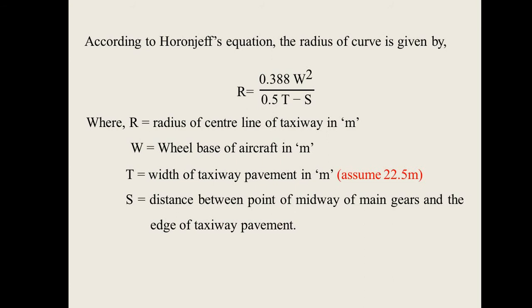This equation can also be used to find the radius of the curve. R = 0.388 W² / (0.5T − S). R is the radius of the center line of the taxiway in meters, and W is the wheelbase in meters. Capital T is the width of the taxiway pavement in meters, and capital S is the distance between the midway of the main gears and the edge of the taxiway pavement.